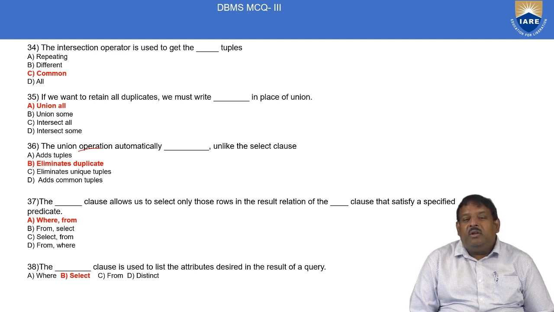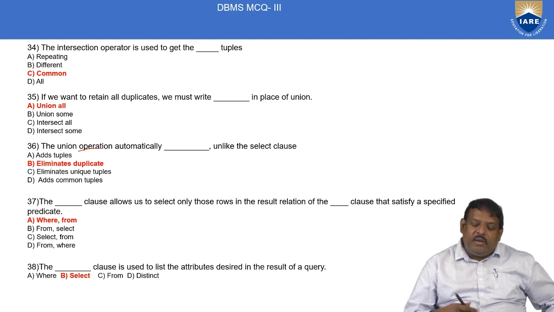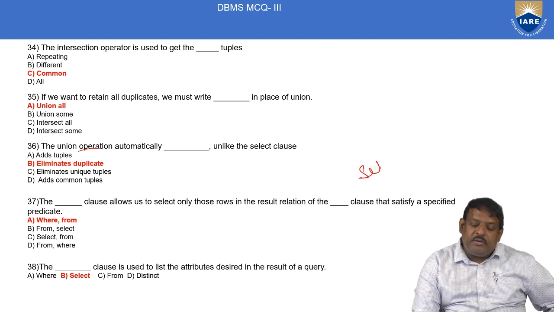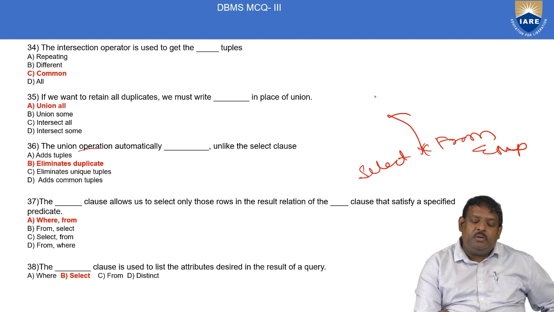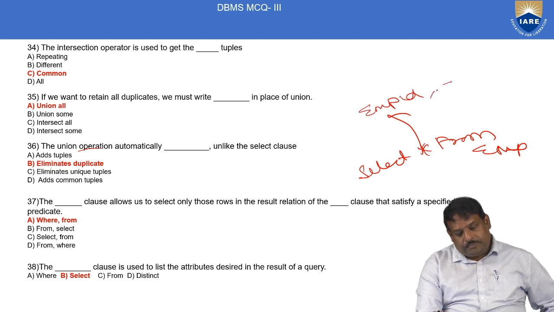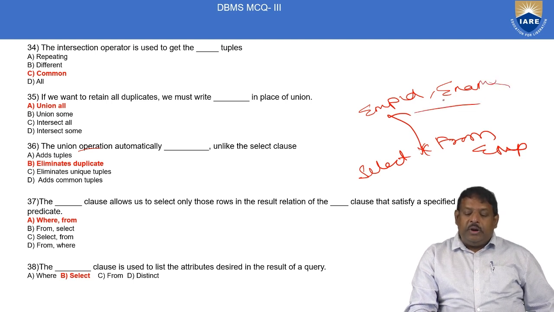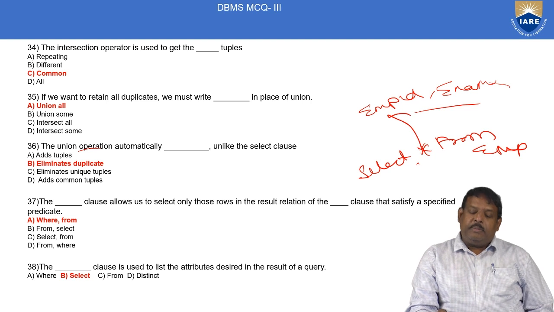Okay. The blank clause is used to list the attributes desired in the result of a query. So how do you generally write a query? Select star means all the columns. Or instead of star, I'll say I want just EMP ID, EMP name. It could be a star or some particular columns. Here I want to get two columns.